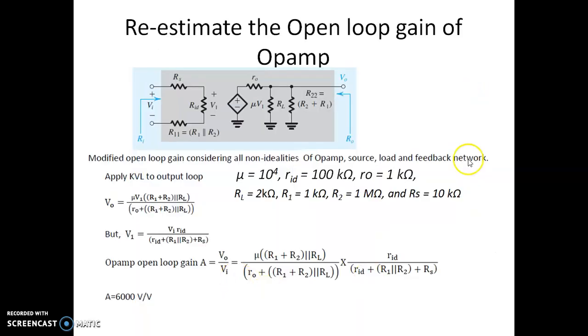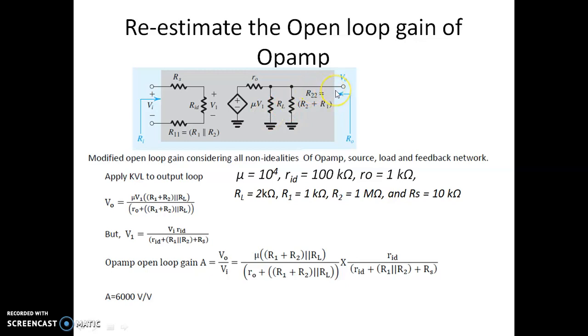Now let us see, it is to re-estimate the open loop gain of the op-amp. So considering this circuit, let us modify this. We know mu is equal to 10,000, RID is 100k, and R0 is 1 kilo ohm. All these are the values that we already know. So let us try to see. Let us write the KVL for this outer loop.